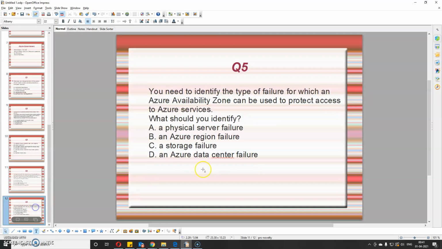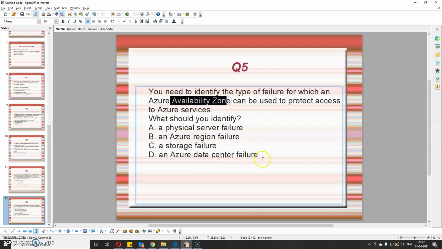And then question 5: you need to identify the type of failure for which an Azure availability zone can be used to protect access to Azure services. What should you identify? So the options are physical server failure, region failure, storage failure, and Azure data center failure. They are talking about the availability zone failure, so it must be the entire data center failure. So this is the correct option.